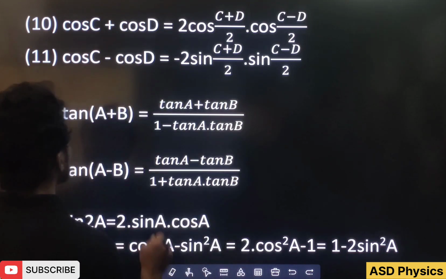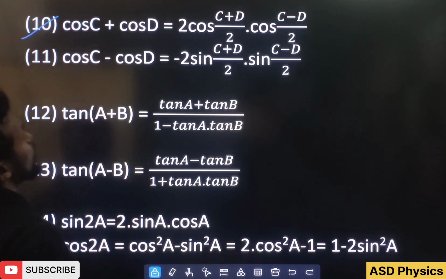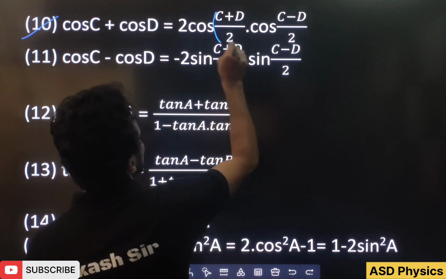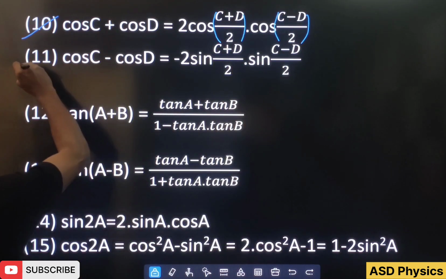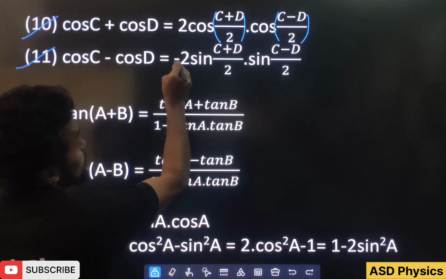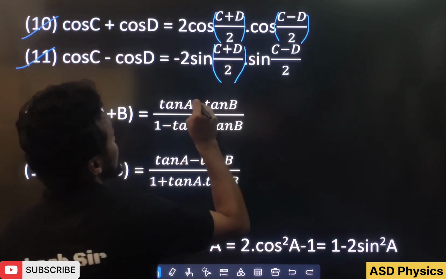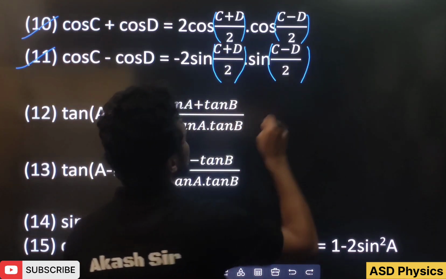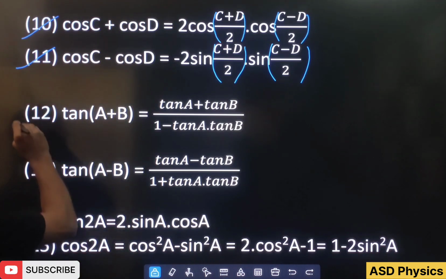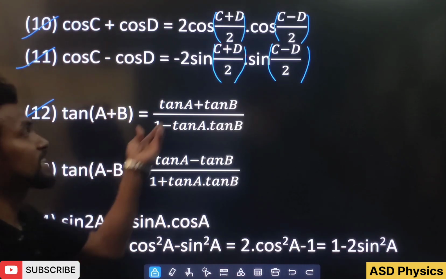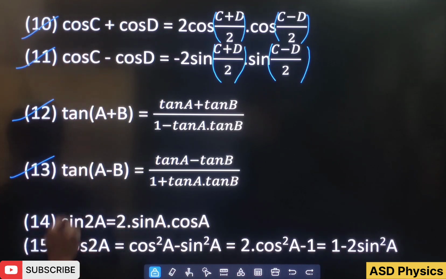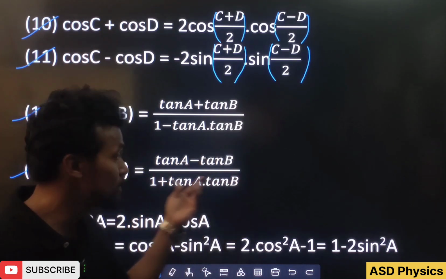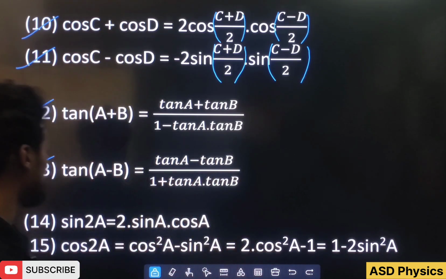Now students, see now the 10th one. Cos C plus cos D. What is this? 2 cos C plus D by 2 into cos C minus D by 2. Next one, cos C minus cos D. Here minus will be there, very, very important. Then minus 2 sin C plus D by 2 into sin C minus D by 2. Next one, the 12th. Tan A plus B means tan A plus tan B by 1 minus tan A tan B. Next one, tan A minus B means tan A minus tan B by 1 plus tan A tan B.